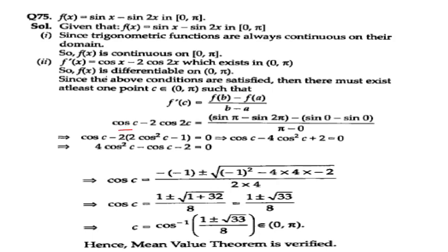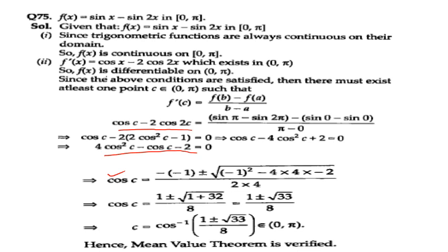Our f dash c is cos c minus 2 cos 2c. This is equal to what? After simplifying you will get 4 cos squared c minus cos c minus 2. This is a quadratic equation in cos c, so you have to apply the quadratic formula. Cos c is equal to minus b plus or minus root of b squared minus 4ac by 2a. So you are getting 1 plus or minus root 33 by 8.